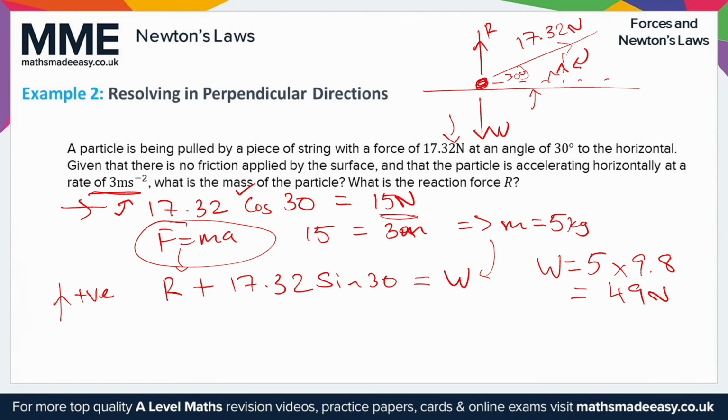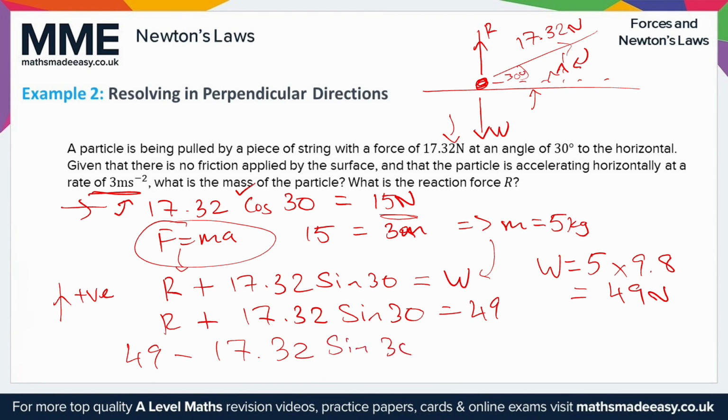Now we can rewrite this equation as R plus 17.32 sine 30 equals W, which we've just said is 49. Solving this, we're going to do 49 take away 17.32 sine 30 in our calculators, and that will give us R, which if we stick it in a calculator gives us 40.34 newtons. So that's the reaction force, or the normal reaction.